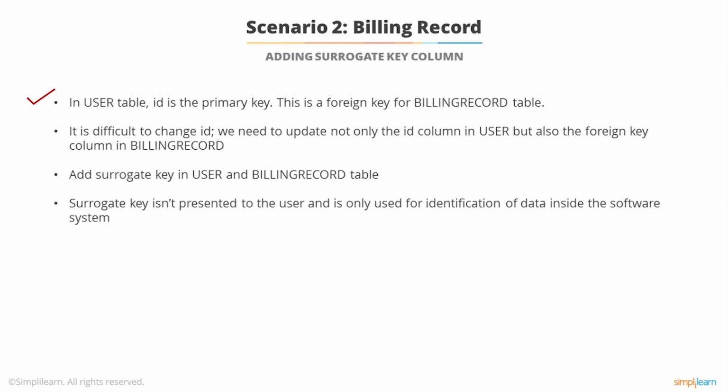In the user table, ID is the primary key. This is a foreign key for the billing record table. It is hence difficult to change the ID. We need to update not only the ID column in user but also the foreign key column in billing record. We also need to add a surrogate key in the user and billing record tables.